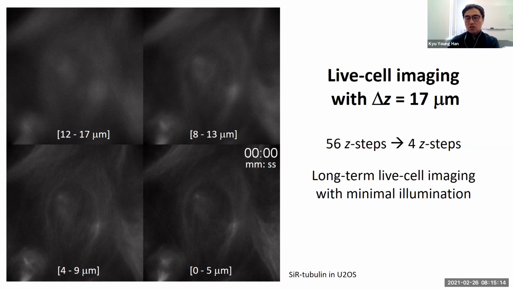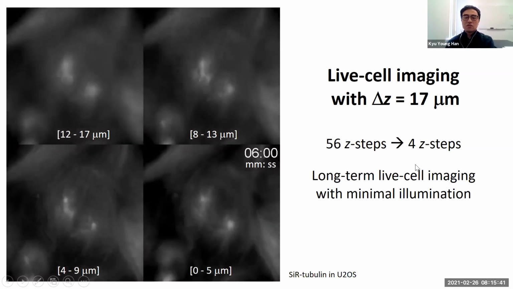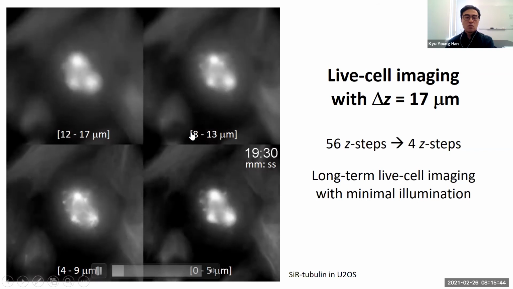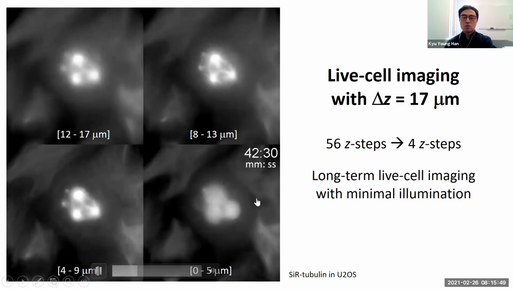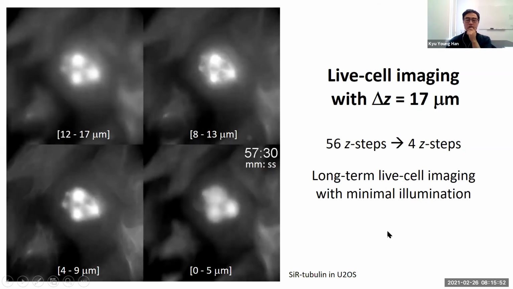If our imaging depth is very large, for example, if the cells start to divide, then initially the cell should be on the cover slip. But when it gets into mitosis, the cell thickness gets thicker. So in that case, for the conventional approach, we have to scan many steps. But in our case, with just 4-step imaging, we were able to cover from 0 to 70 micron imaging depths for a very long period.